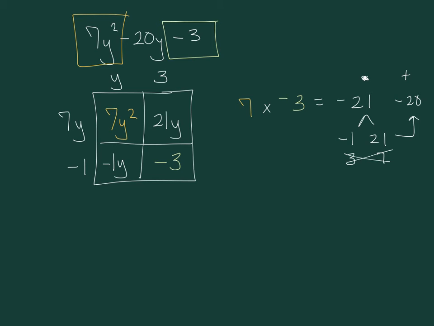Now we just have to check and make sure that the multiplication works. 7y times y makes 7y squared. 7y times 3 makes 21y. y times negative 1 makes negative 1y. 3 times negative 1 makes negative 3. So there we have it. We know that it's 7y minus 1 and y plus 3. And that is that.